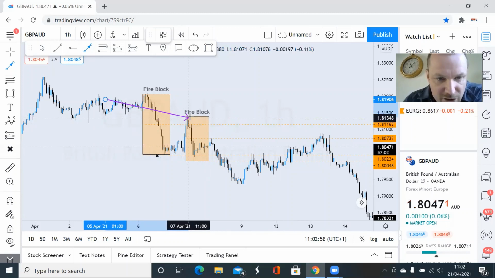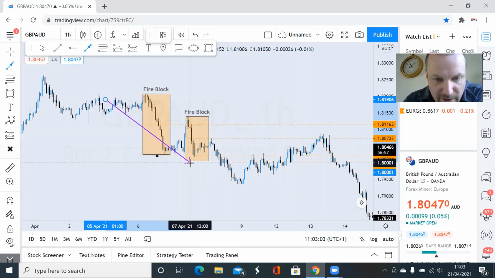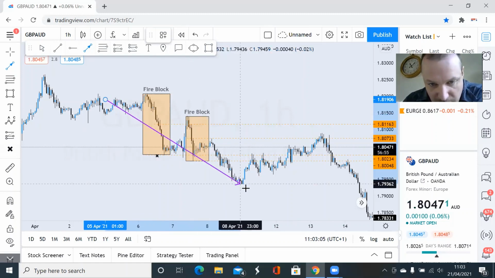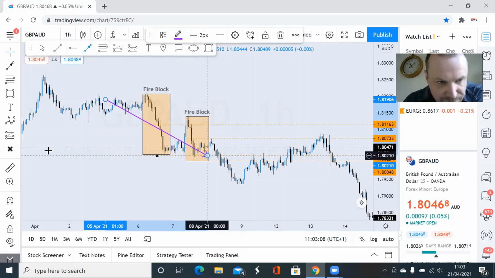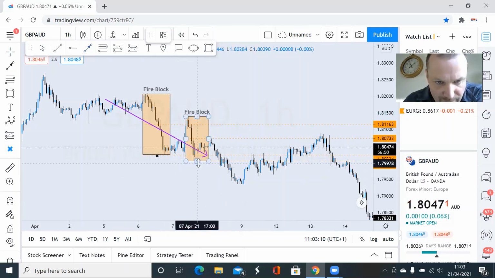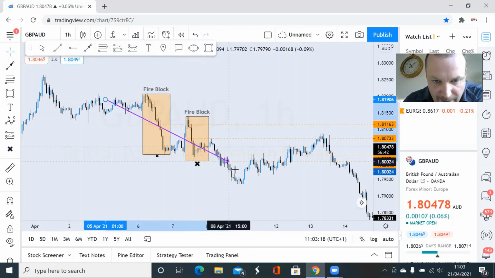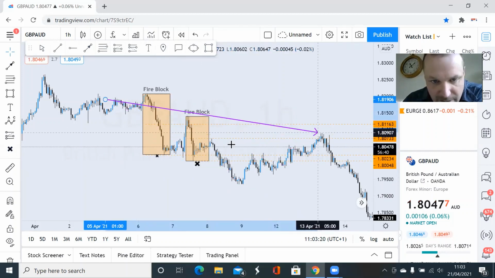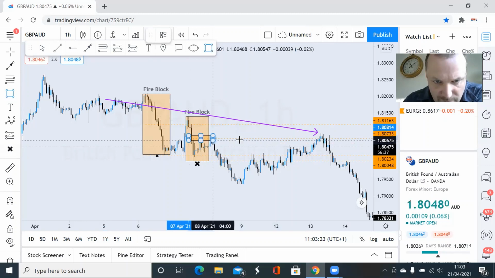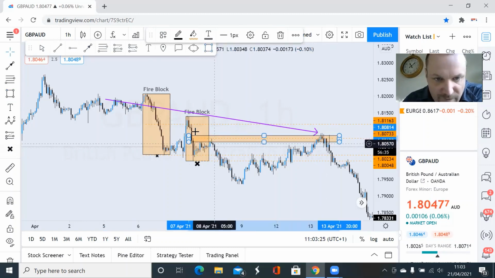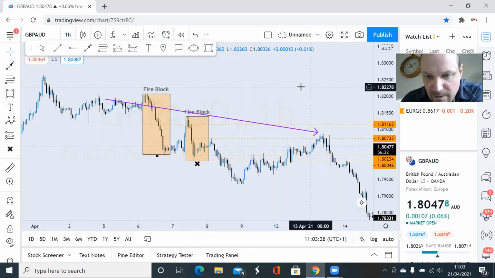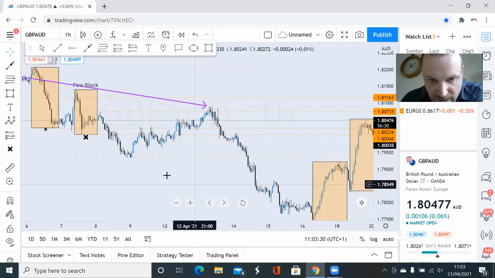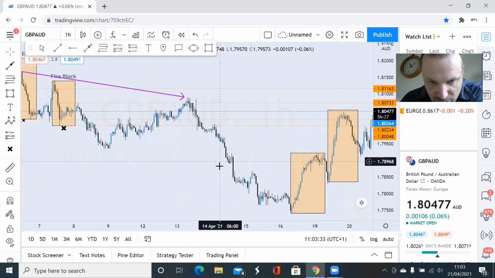Okay. We've created structurally another sort of waypoint here. We come down to the next leg. Okay, we've pushed out of this structure here. So what's happened is it's grabbed liquidity here. It's come down, it's come back in. It's touched the 50% of the fire block, and then it's shot off again. Okay, it's shot off again.